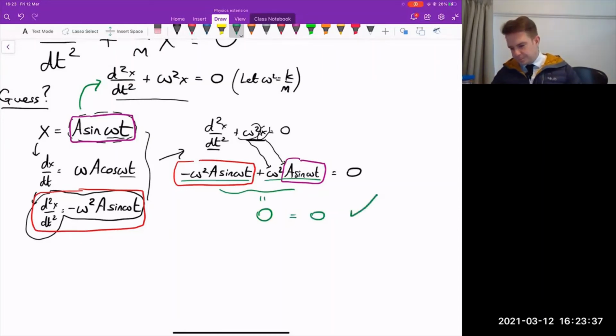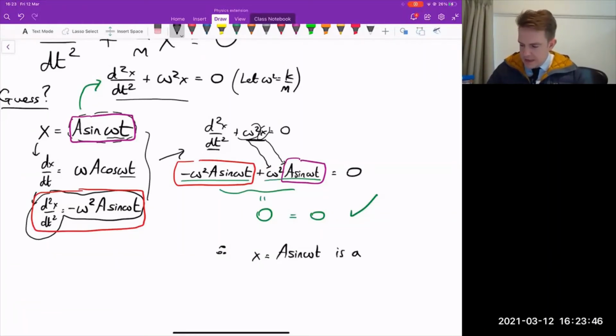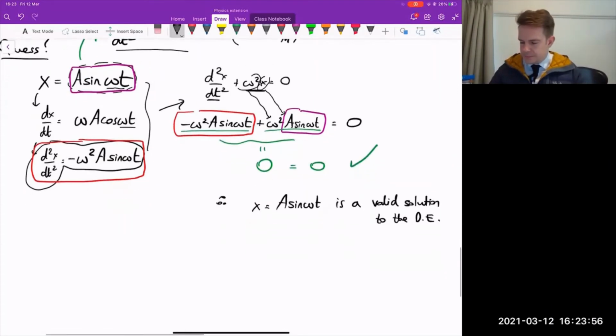So we're good. This tells us, therefore, x equals a sine omega t is a valid solution to the differential equation. Right? So we've proved it by guessing and then proving that it satisfies the equation.